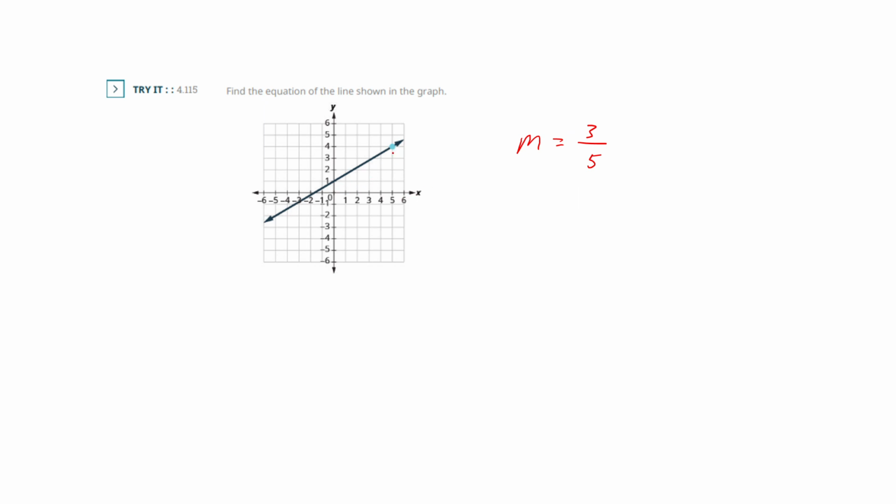Well, I could use this point over here, 4, 5 or 5, 4, and we'll talk about that in a slide coming up. But I actually have the intercept right here. The y-intercept is the point 0, 1. So let's build our equation.